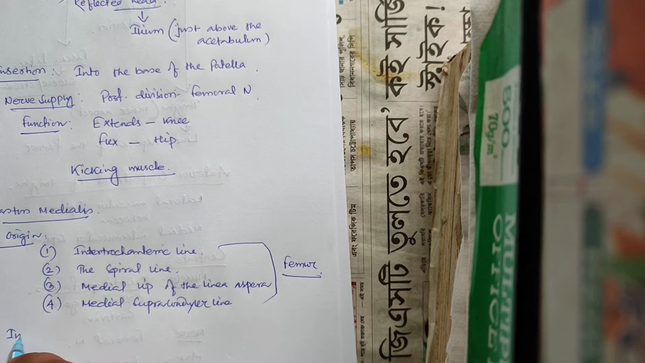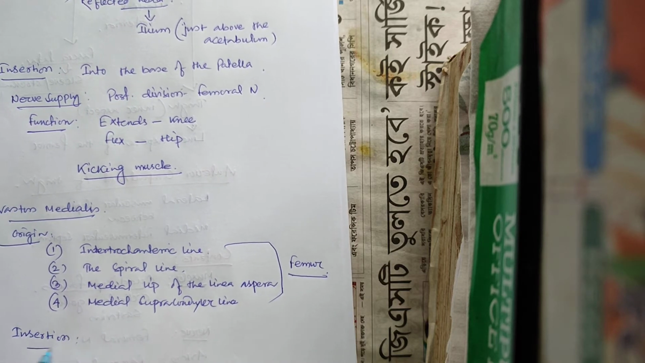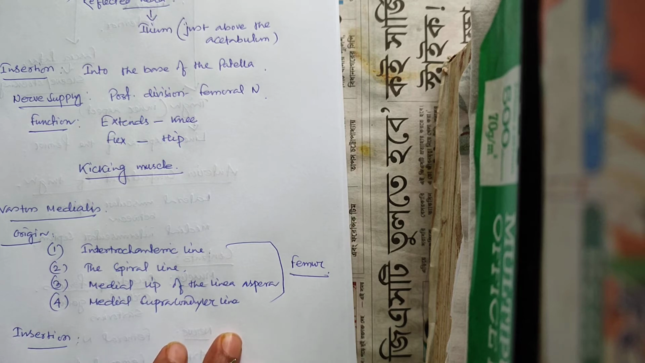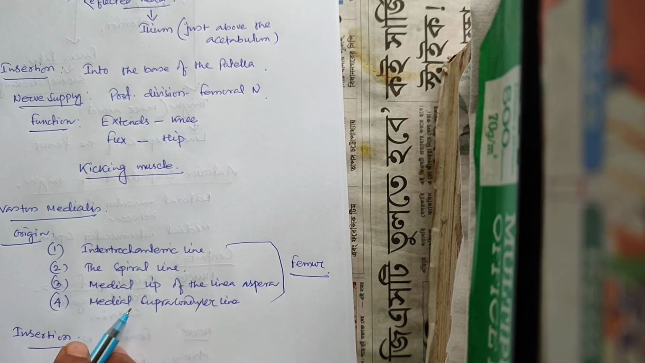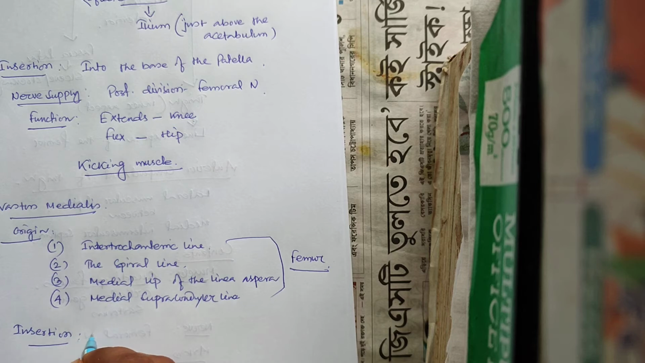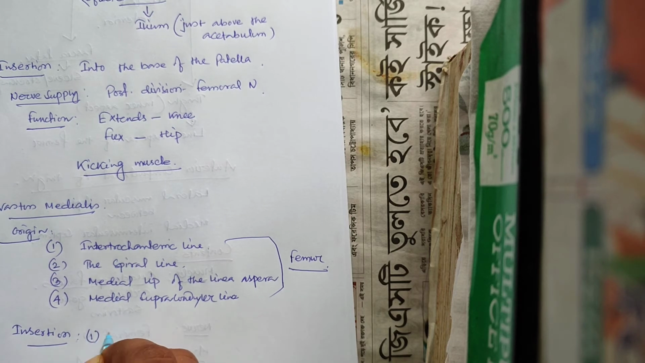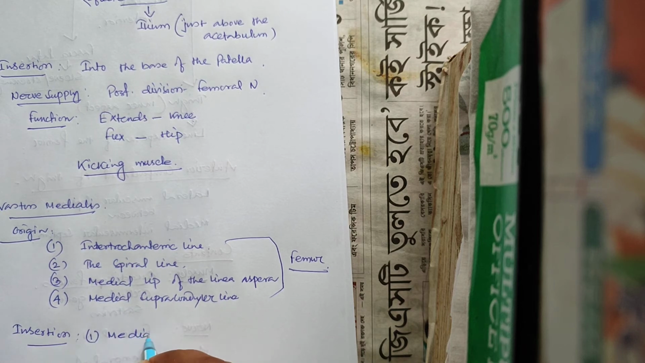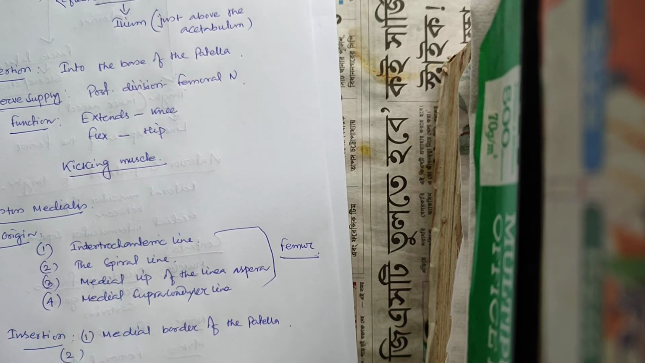And insertion. The vastus medialis is inserted into the medial border of the patella and through the medial patellar retinaculum into the medial condyle of the tibia.